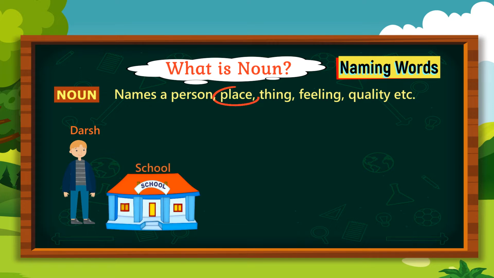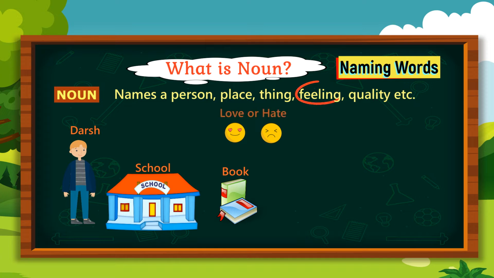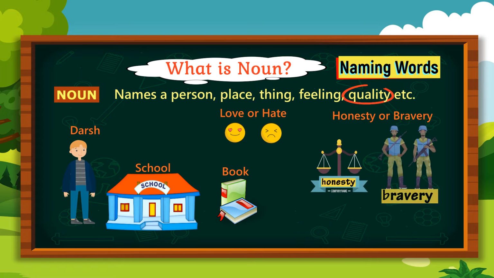If I say school, school is the name of a place. So, it is a noun. If I say book, book is a name of a thing. So, that becomes a noun too. If I say love or hate, that is the name of a feeling. So, that becomes a noun as well. If I say honesty or bravery, these are names of quality. So, these are nouns as well. So, anything, it doesn't matter what it is. If it is a name, it has to be a noun.